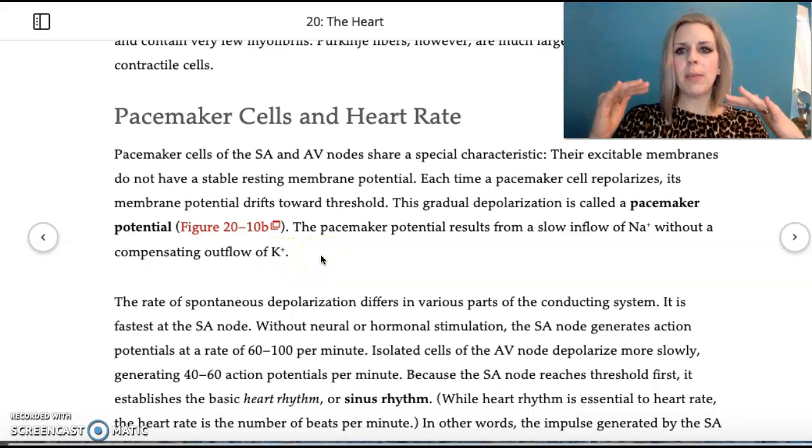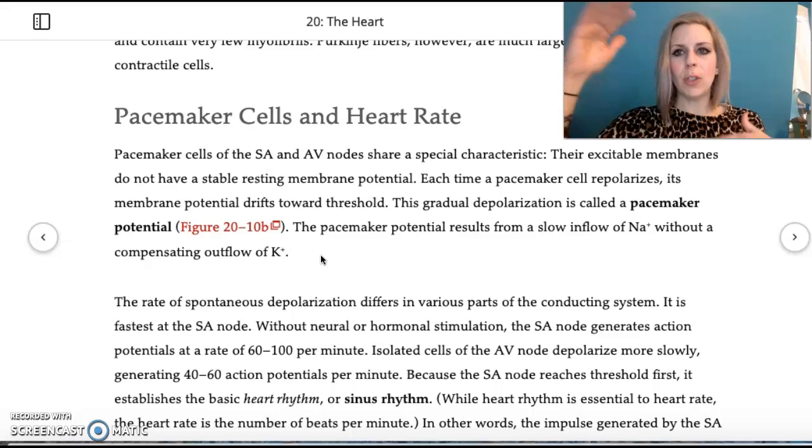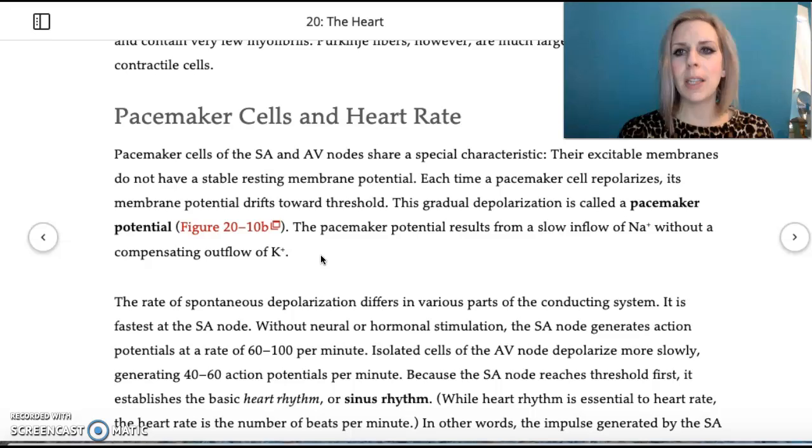If you remember, we talked about last semester the fact that the equilibrium potential of sodium is much higher, it is in the positive, right? Positive 60, and the equilibrium potential of potassium is much lower, negative 90. So if we sit at our resting membrane potential of about negative 60 for our cardiac contractile cells, and we have a slow influx of sodium coming in, then we're going to be moving slowly towards the threshold where we can see a depolarization. Now, typically we're going to see action potentials occurring about 60 to 100 times per minute.